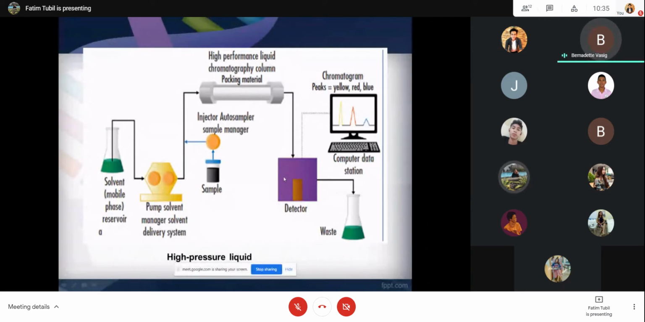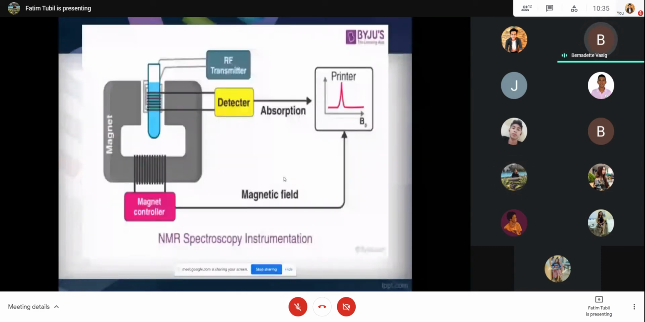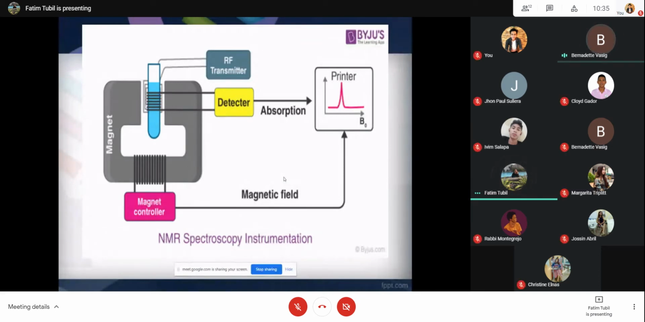What does the fixed theorem mean? Pardon, ma'am? What does the fixed there mean? Anyway, that's for organic chemistry. That's already in chemistry. Continue na lang. Those are instrument data. Miss Tubil, move on to the next slide. Let me see the next slide.